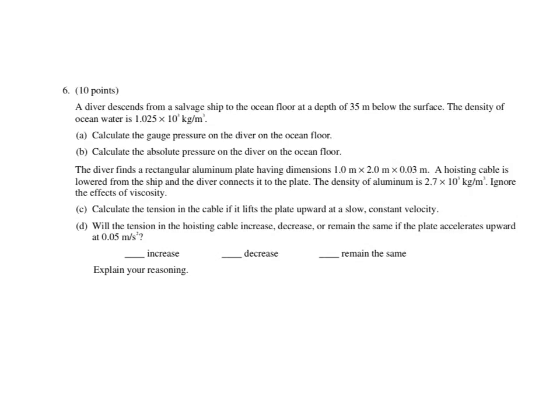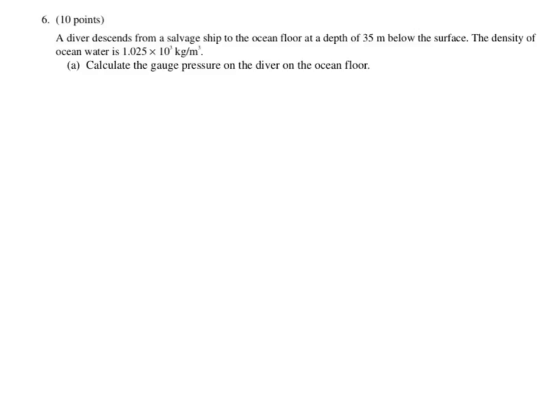2003 B6. A diver descends from a salvage ship to the ocean floor at a depth of 35 meters below the surface. The density of ocean water is 1.025 times 10 to the third kilograms per meter cubed. Okay, so first we have to calculate the gauge pressure on the diver on the ocean floor.